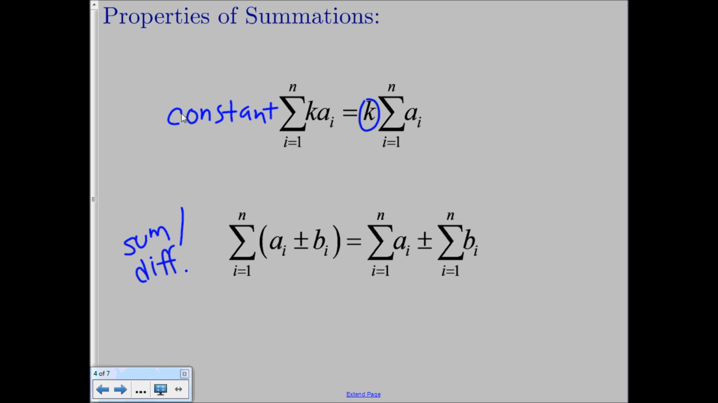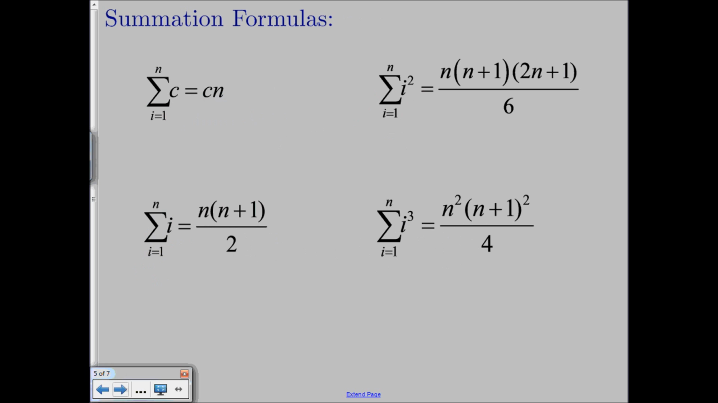So now that we've gone over those simple properties, we have our summation formulas. These are 4 things that you really want to have memorized, because having them memorized is going to help you on quizzes and tests and your homework, especially if your professors don't give you the formulas for tests and quizzes. You really need to know them in order to do the problems.